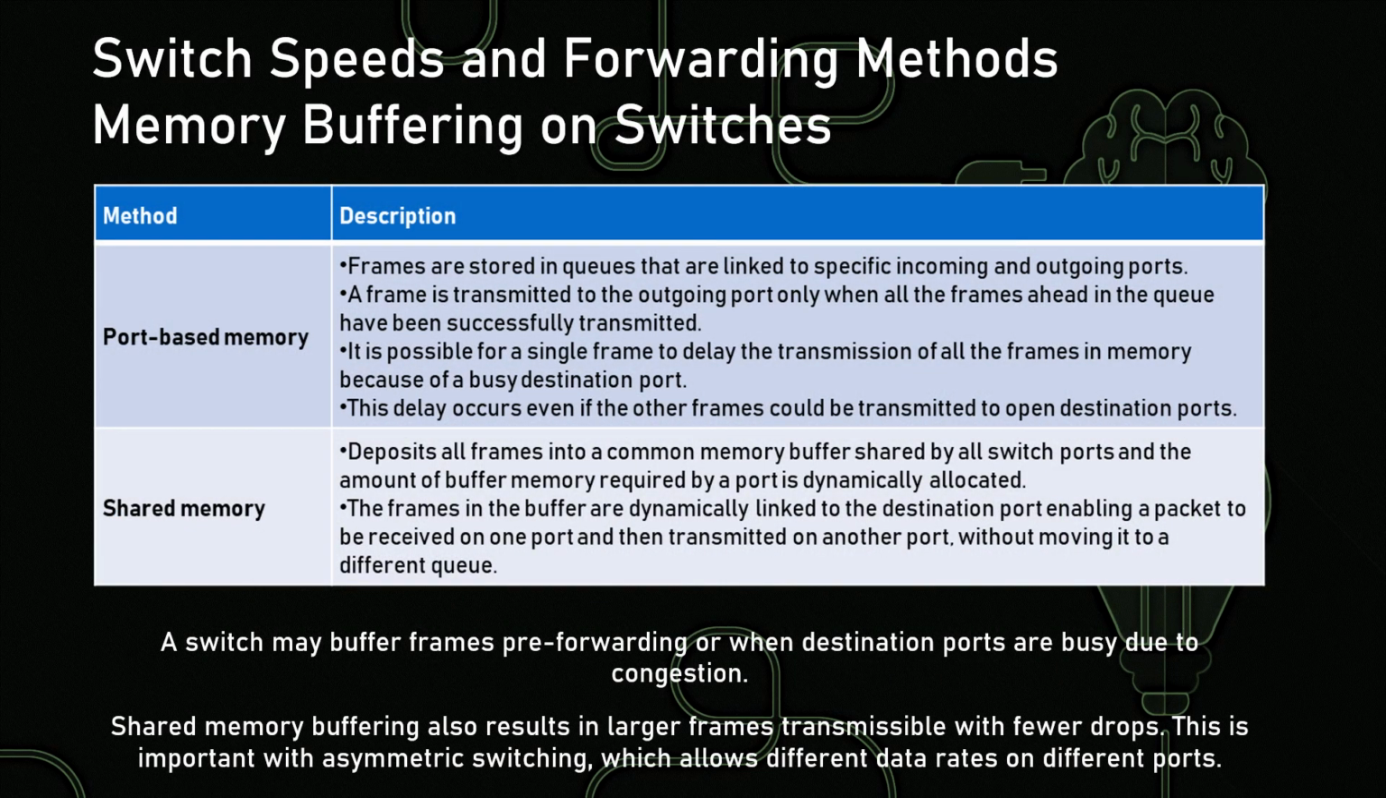Now on a switch, we have what's called memory buffering to allow us to speed destination port switching due to congestion. If we have port-based memory, this means that frames are stored in queues that are specifically linked to a particular port. A frame is transmitted to the port only when all the frames ahead of it have been successfully transmitted, and it's possible for a single frame to delay all the frames in memory because of a busy destination port. This delay occurs even if the other frames could be transmitted.